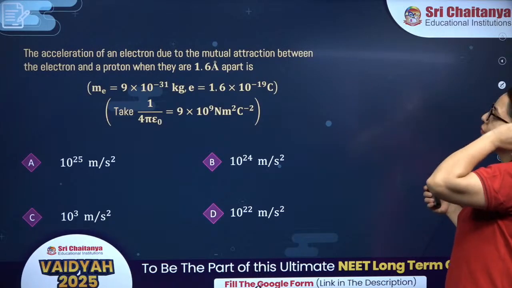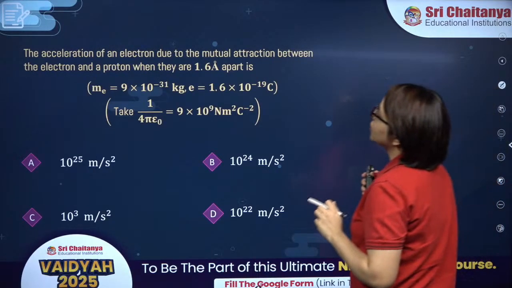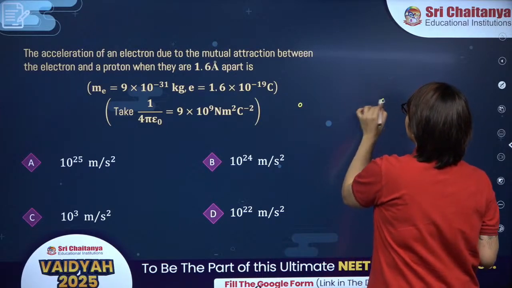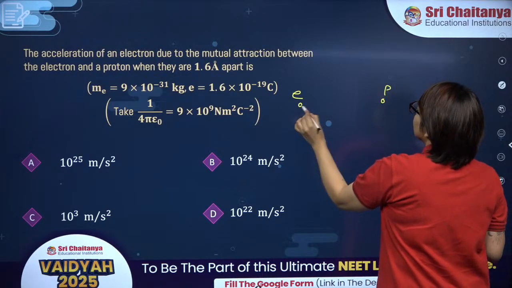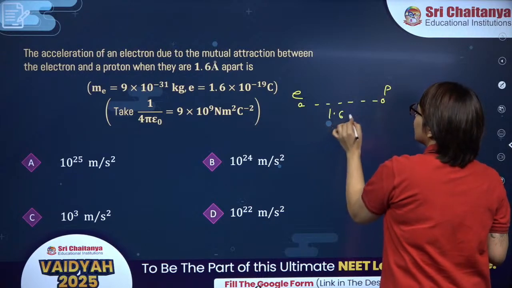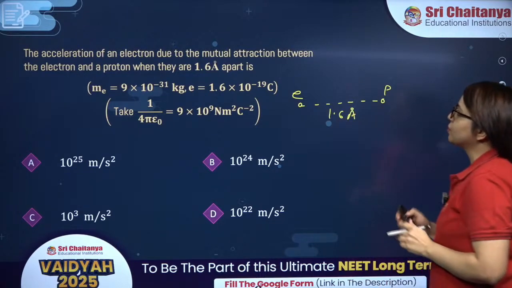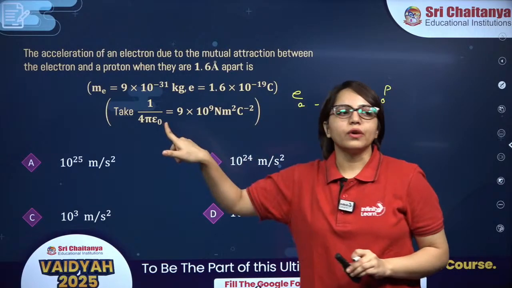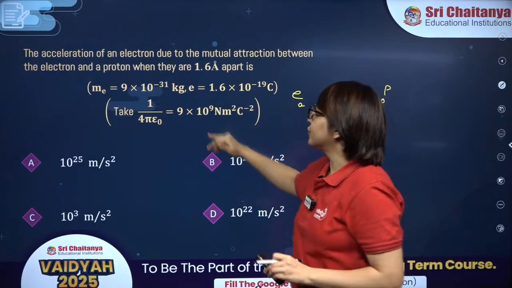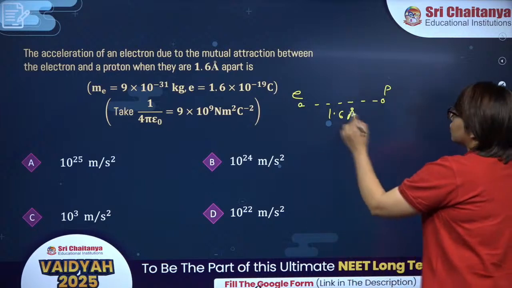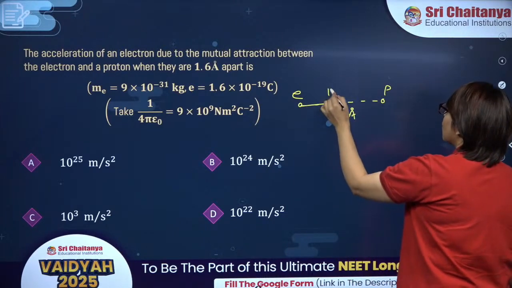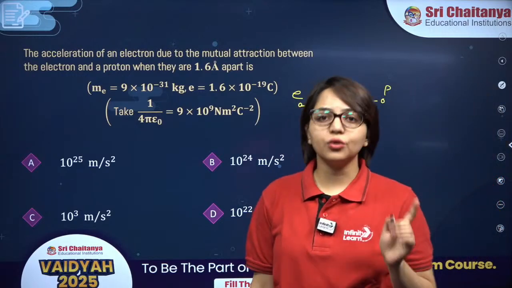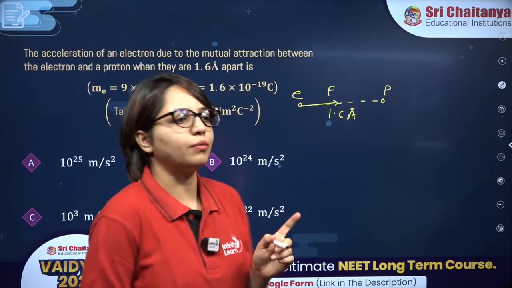The acceleration of an electron due to the mutual attraction between the electron and a proton when they are 1.6 angstrom apart is. The separation between electron and proton is 1.6 angstrom over here. Mass of electron is given, charge on electron is given, and 1 upon 4 pi epsilon naught value is given. So this electron will be attracted towards the proton by the force 1 upon 4 pi epsilon naught q1 q2 divided by r square.